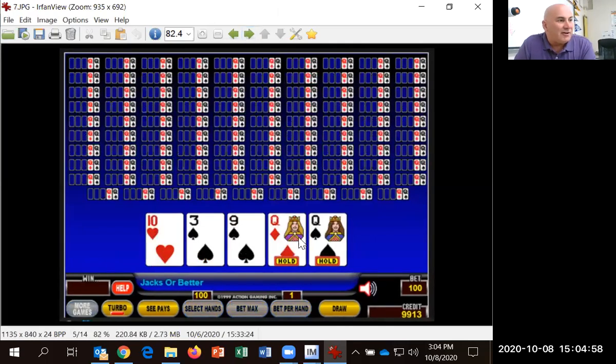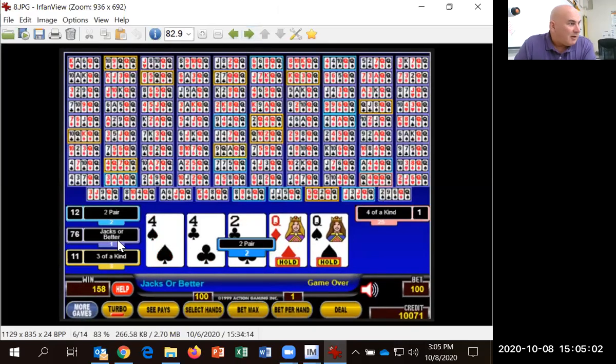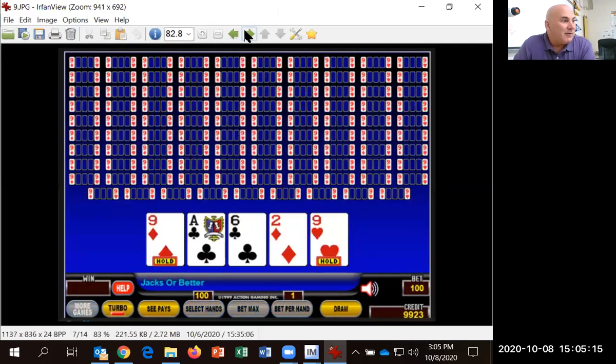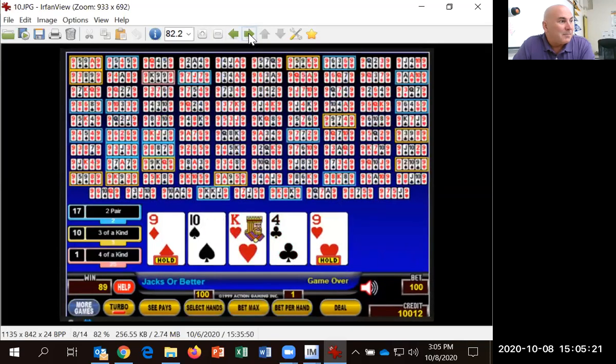Here's one where I held another pair. And this time for 3 of a kind, I only got 11. So now it had whatever I had last time plus 11 out of 200. Here I held a pair. This time I got 10, so now it's add 10 more and it's out of 300.